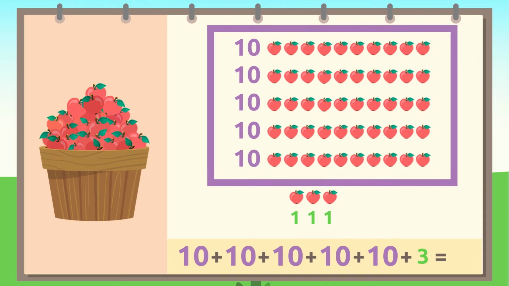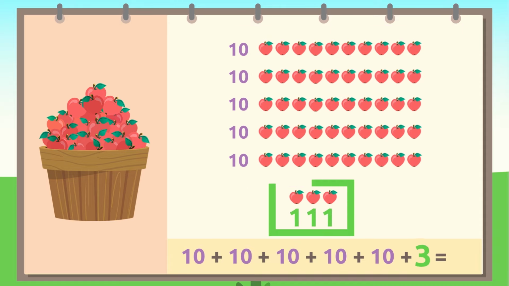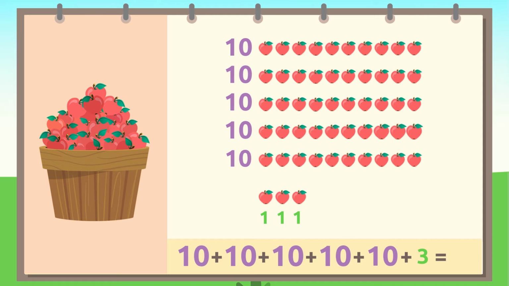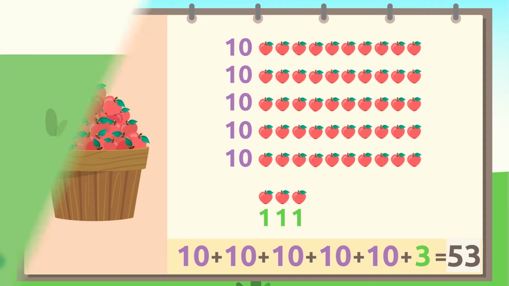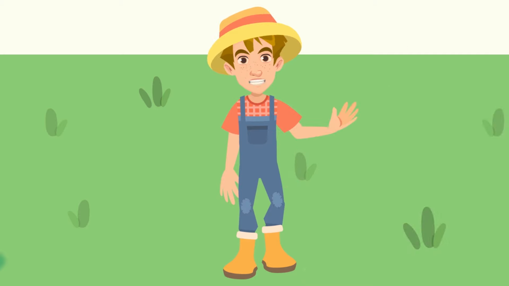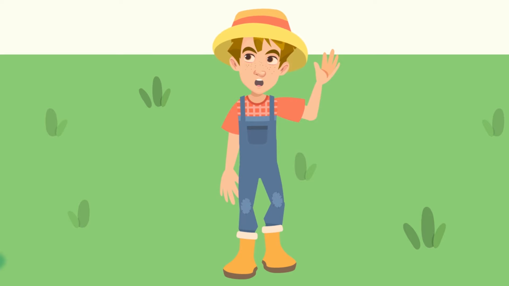If I add all the groups plus 3 apples, I get 10 plus 10 plus 10 plus 10 plus 10 plus 3, which equals 53 apples in total. Wow, that was way faster than counting one apple at a time.